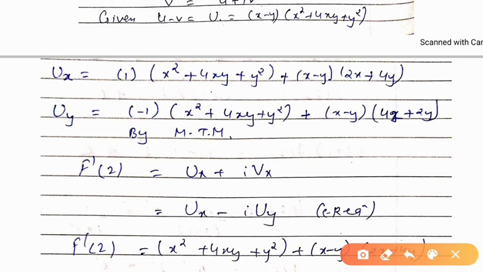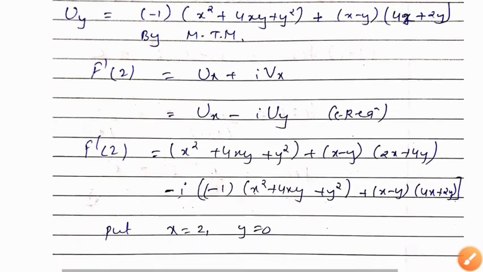Now we will do the same thing with respect to y. For the first term, the differentiation of x will be 0 with respect to y and the differentiation of minus y will be minus 1. The second part will be as it is, plus the first part will be as it is, and we differentiate the second part. So x square will be 0, 4x will remain as it is, the differentiation of y will be 1, and the differentiation of y square is 2y.